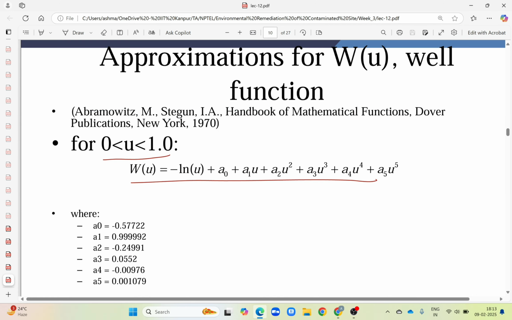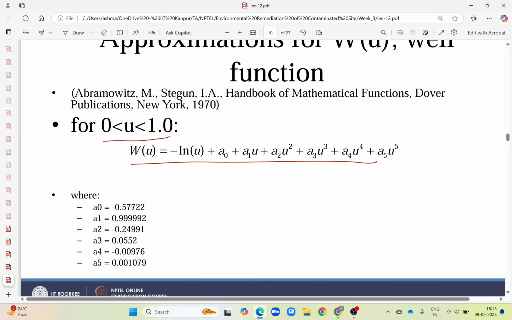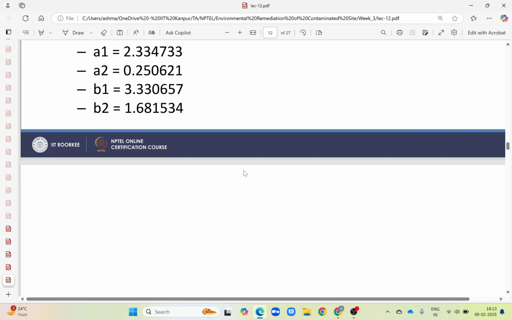There are a few approximations for the well function. If we use the velocity between 0 and 1, then we can use this formula.